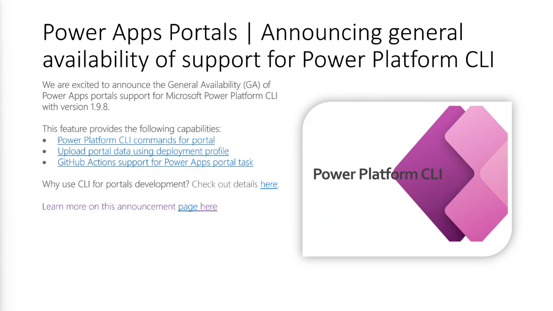All right, so for the Power Apps portal, we announced the general availability of the Power Apps portal support for Microsoft Power Platform CLI with version 1.9.8 that was introduced in May 2021 release as a preview feature. So it provides the following capabilities: the Power Platform CLI commands for portal, upload portal data using deployment profile, and GitHub Actions support for Power Apps portal task.